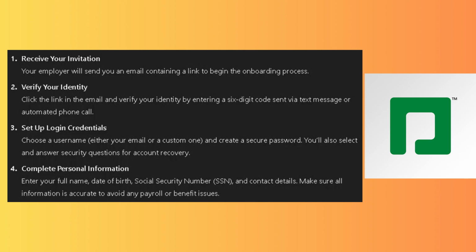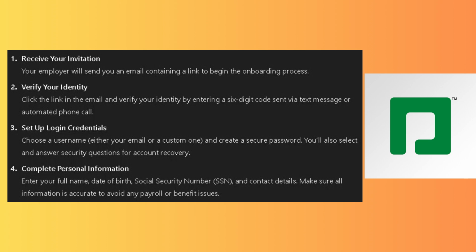Click on the link in the email and verify your identity by entering a 6-digit code via text message or automated phone call. Set up login credentials. Choose a username, either your email or a custom one, and create a secure password. You can also select and answer security questions for account recovery.